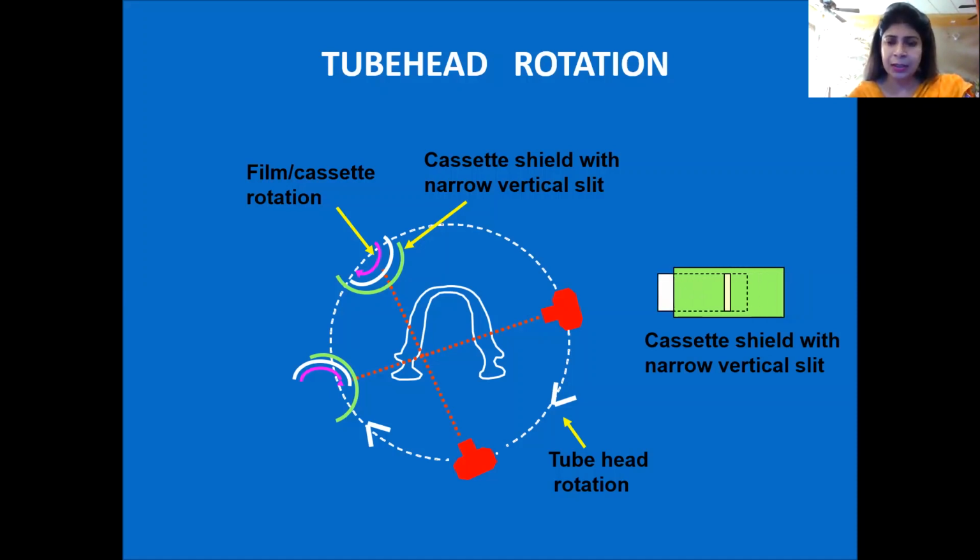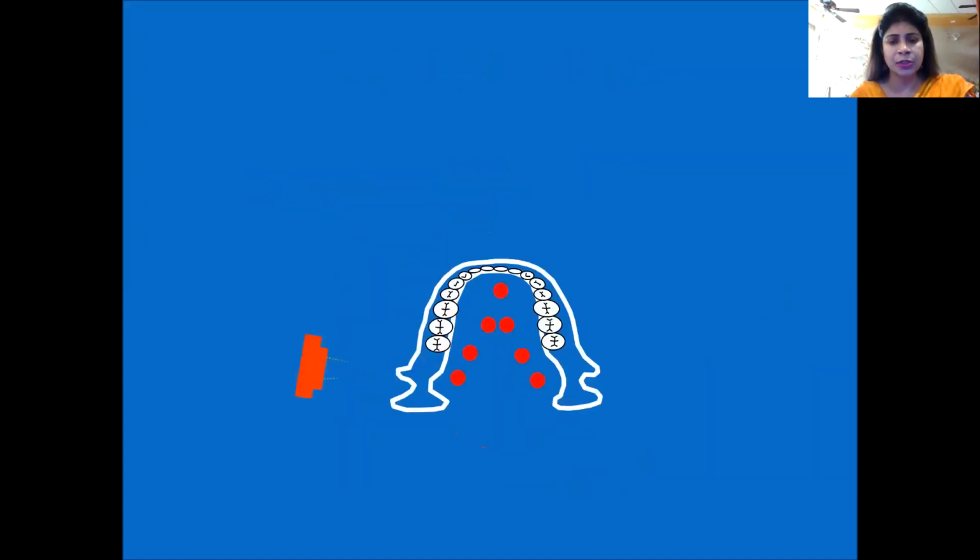So as you can see here, the cassette shield will have a narrow vertical slit. It's a very important aspect. The narrow vertical slit will allow only a limited amount of X-ray to pass through it. Why a limited amount of X-ray? Because we don't want the rest of the patient's body to be exposed. We have discussed earlier also, X-ray has its own hazards. So only the area of interest, which can be seen with a slit collimator, will let the X-ray pass through it. Film and cassette and the X-ray source will move in opposite directions.